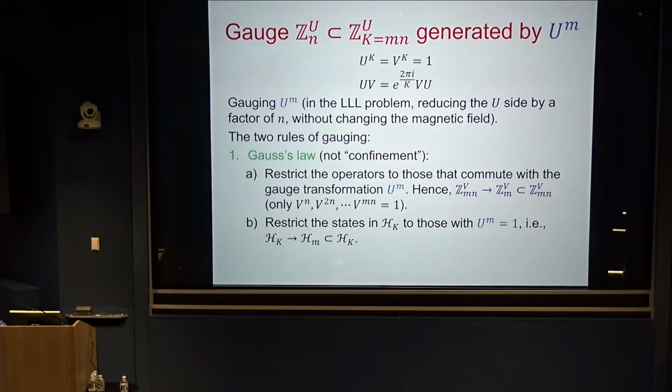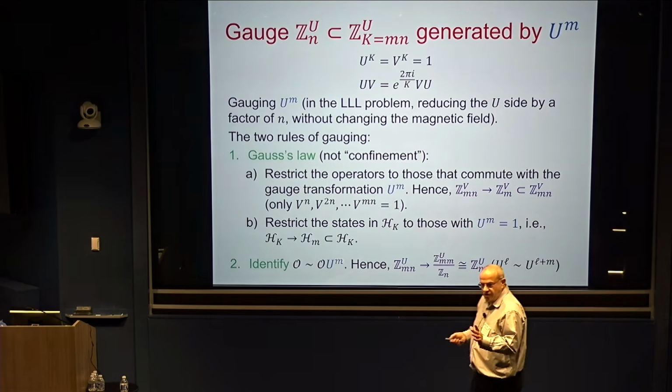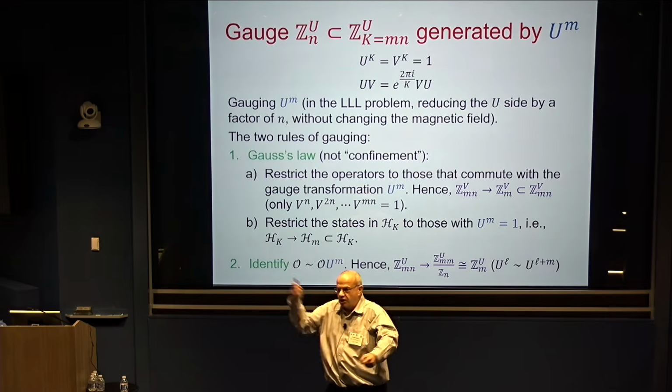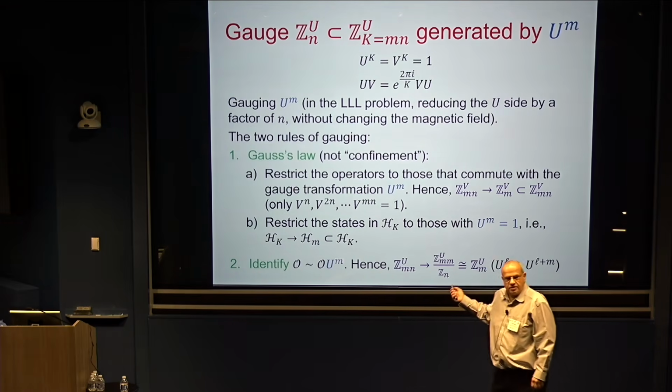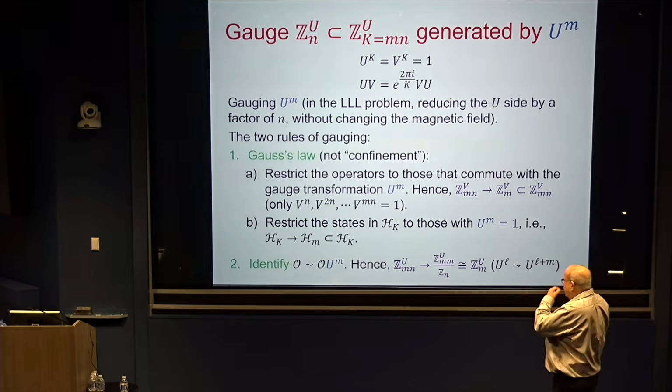Rule two, again, old-fashioned gauging. We identify two operators. Since U to the m is 1, we are going to identify the operator O with O times U to the m. So let's see what happens to the two symmetries we had. The Zk generated by V is explicitly broken to a subgroup. And for the Zk of the U's, we have a quotient. So here we have a subgroup, and here we have a quotient. These are the hallmarks of gauging. We have a subgroup with respect to one group and a quotient with respect to another. And here it's kind of crystal clear that this is what's going on.